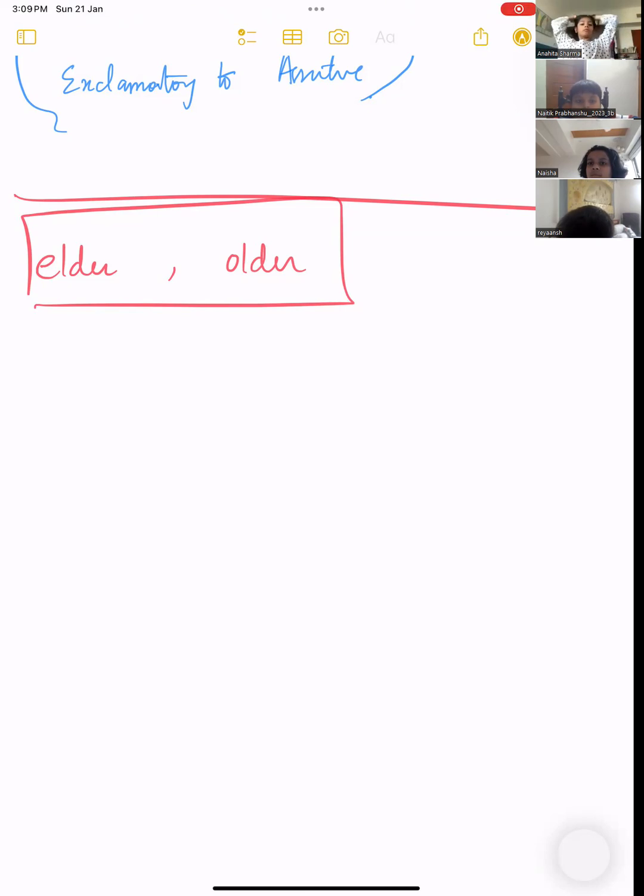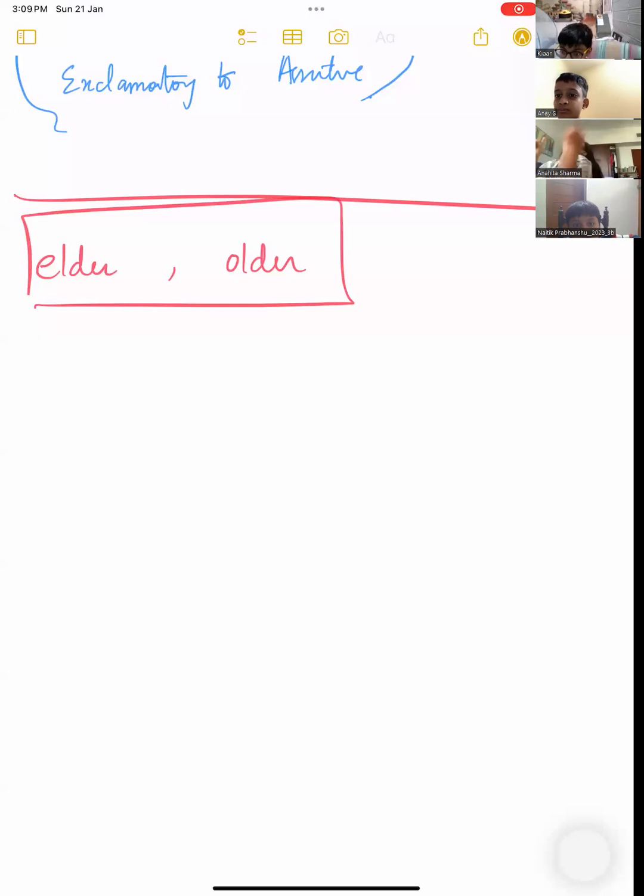I have several Pokemon cards. Very good, Netik. Now, who can tell me this? What is the difference between elder and older? Ma'am, I guess elder is used for age and older is used for a thing. Yeah, you are somewhere correct. I would say 90% right.